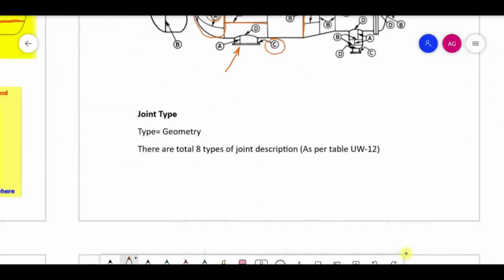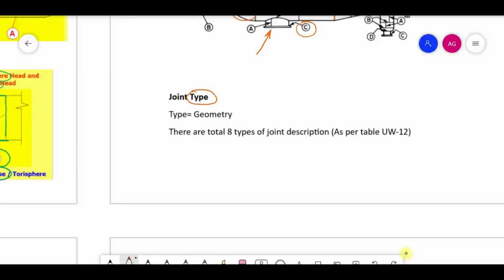Now category, we have just seen the type. Okay, the type of joint. If we talk about type, it means geometry. Always remember this. What we saw in the category: category means location, while type means geometry. Here, there are total 8 types of joints.